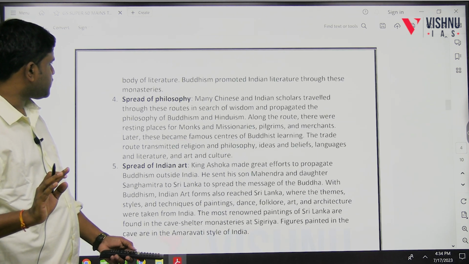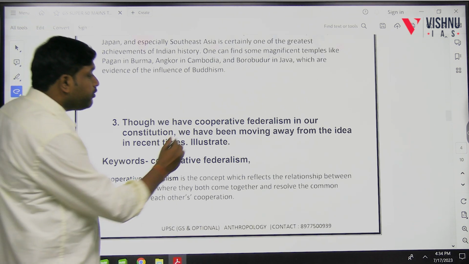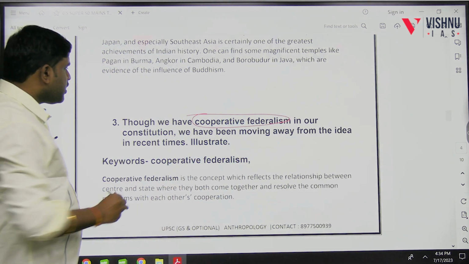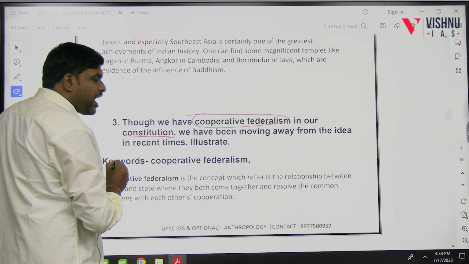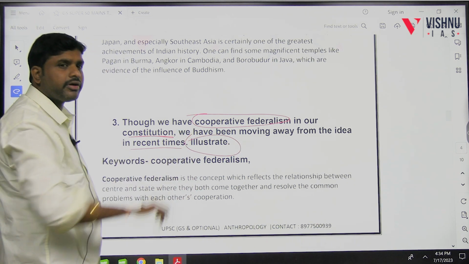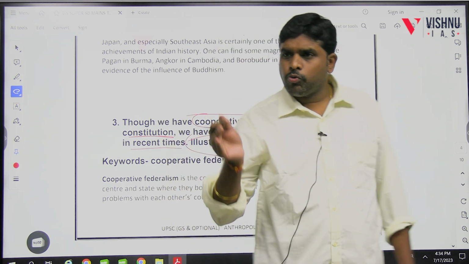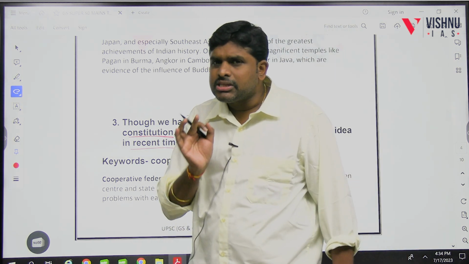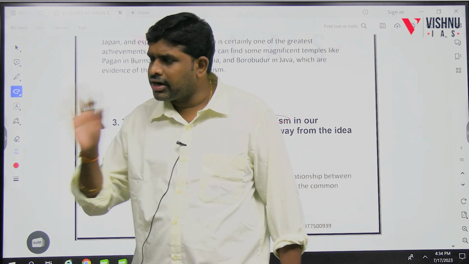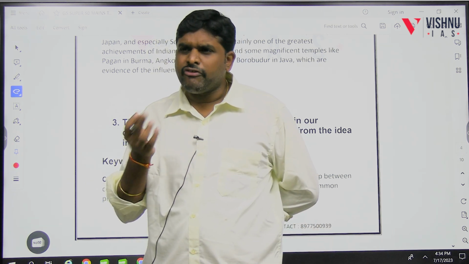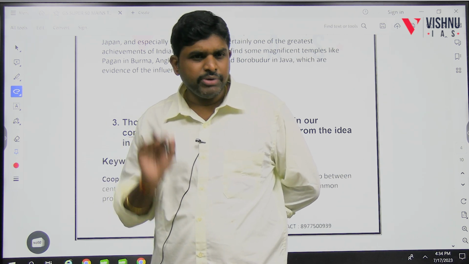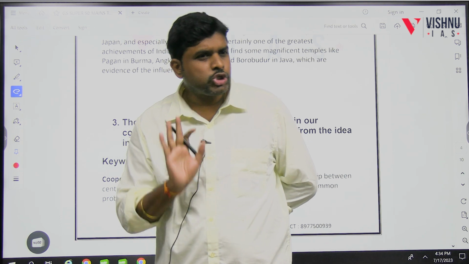The third question is, though we have cooperative federalism in our constitution, we have been moving away from the idea in recent times. Illustrate with current affairs. We are federal. What is federalism? If there is a proper division of powers between the center and state, it is called federalism. India is federal in nature but tilted towards a strong center.